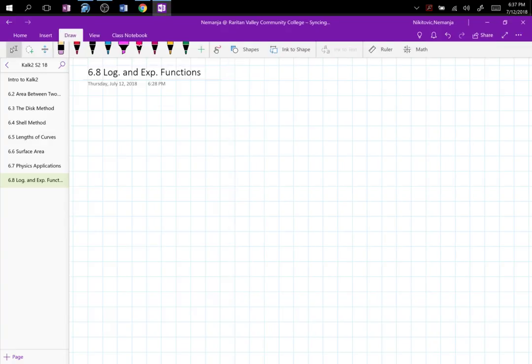Hello and welcome back to Calculus 2, section 6.8 on logarithmic and exponential functions. Now we are relating this to calculus. Before I do anything, I will remind you that the number e is defined as the limit as n goes to infinity of (1 + 1/n)^n.